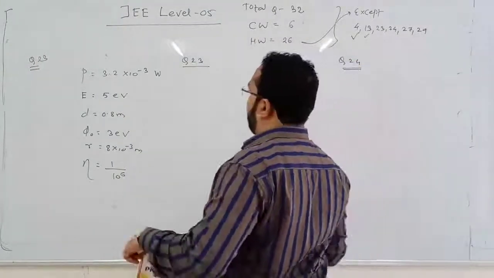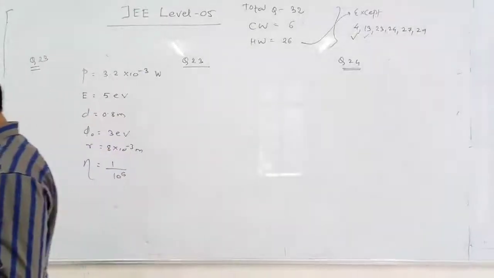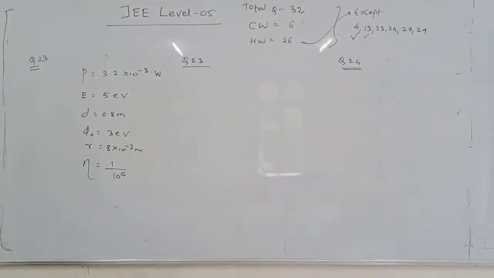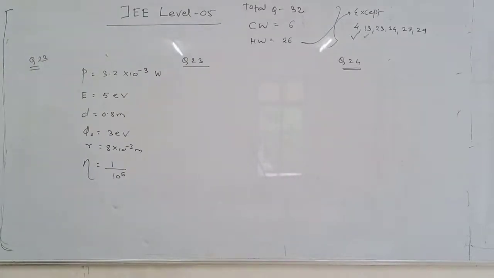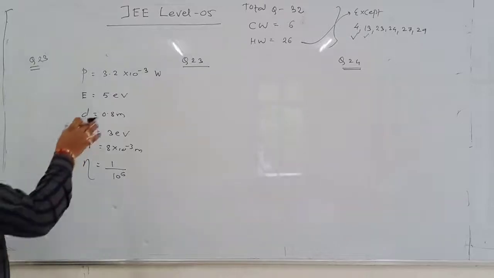This is a comprehension question. Here what you have to find is the number of photons emitted per second. So you do one thing here. We know the energy of a photon, that is 5 electron volt. Now out of that energy, this is the power of the source.